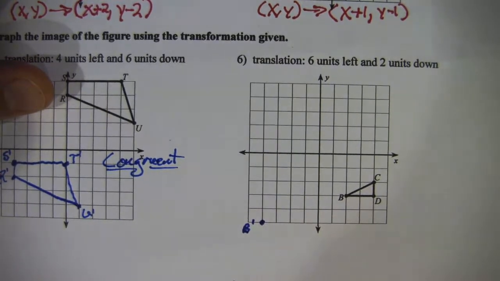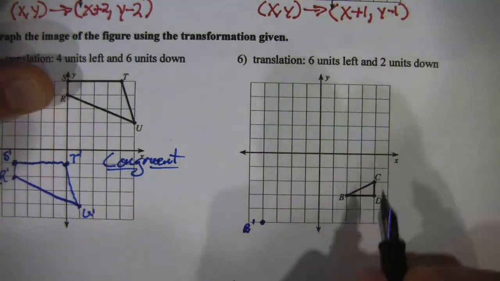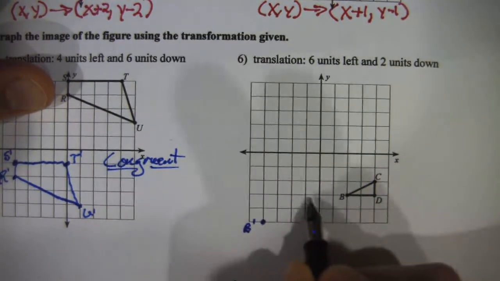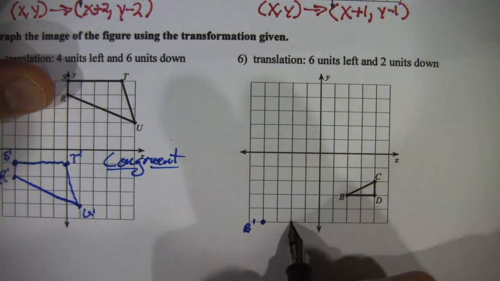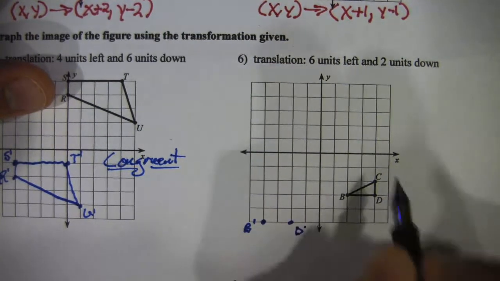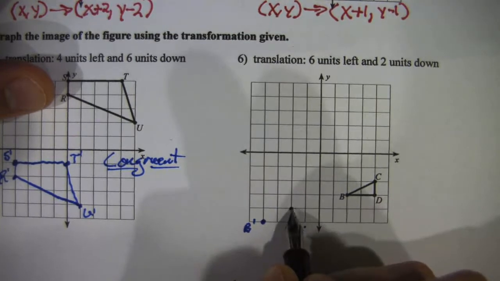So make sure you label them. If you don't label them, it's going to get marked wrong. All right, let's try it for D. So 6 units left. So 1, 2, 3, 4, 5, 6, and then 2 units down, 1, 2. So there's D prime. And then C, of course, would go here.